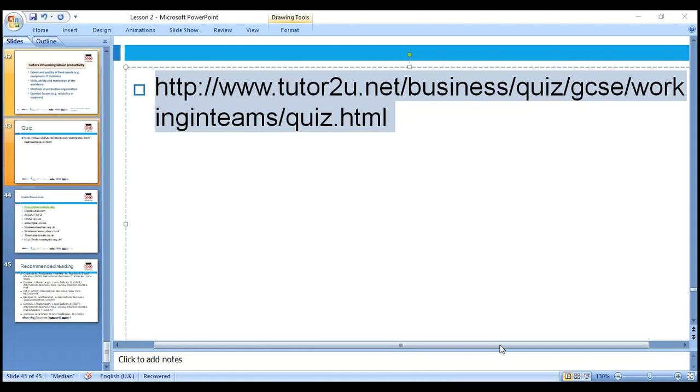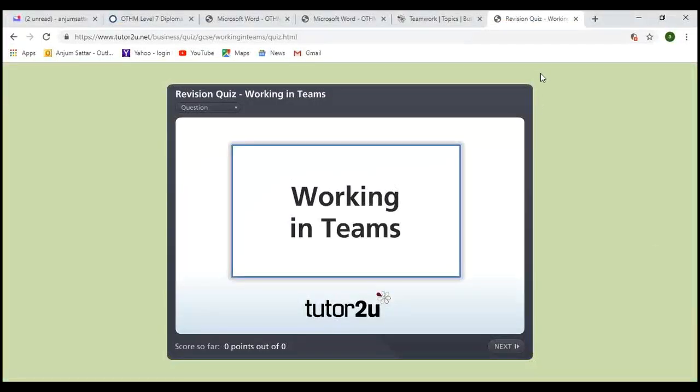Can you see my screen now? I can see the HTTP www.tutor2.net. That's what I can see. Now? I can see working in teams here, working in teams.